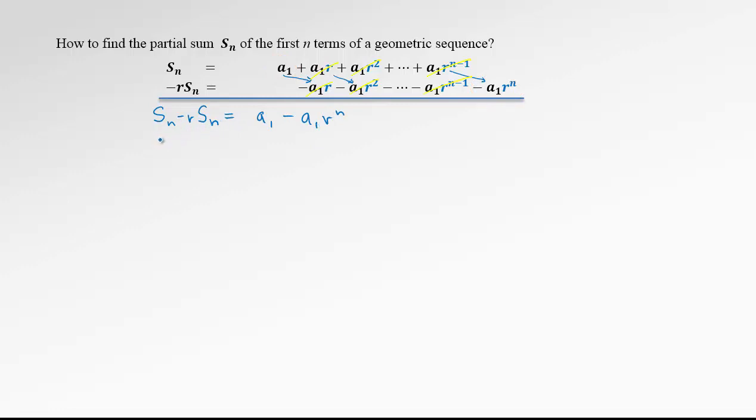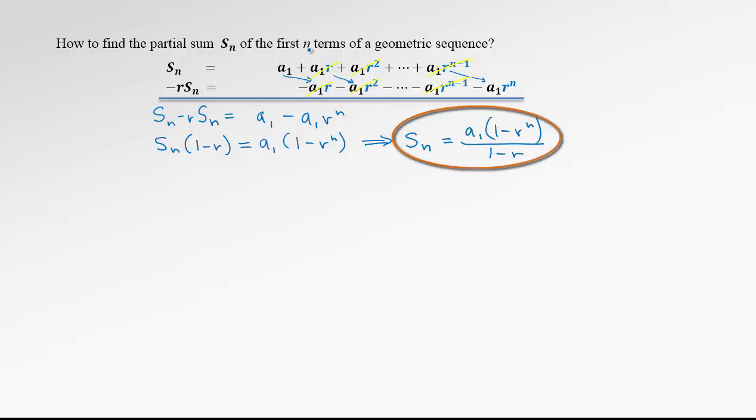How? Just by factoring Sn here, that becomes 1 minus r in the bracket, equals, we can also factor a1 over there, 1 minus r to the n in the bracket. Then from this equation we can solve for Sn by dividing the whole equation by this bracket, 1 minus r, right? So Sn becomes a1 times (1 minus r to the n), everything over 1 minus r. Here's our formula for the first n terms of a geometric sequence.